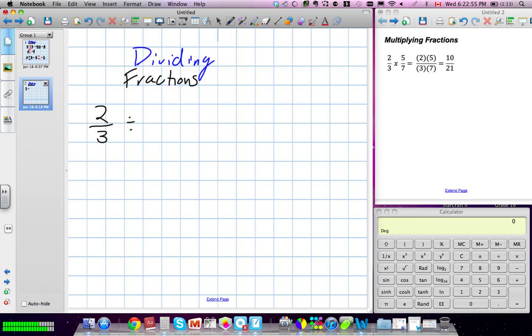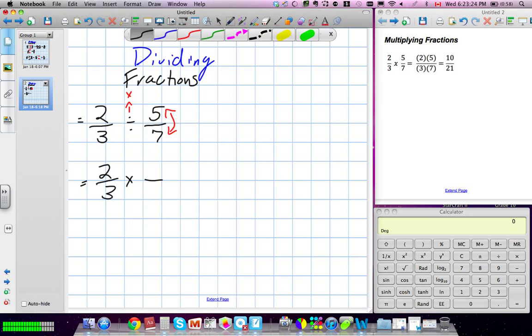Now, they teach you a trick with this. They tell you to invert and multiply. And what that means is you're going to flip this fraction, and you're going to change this to a multiplication sign, okay? So we put equals here, and then we get 2 over 3, keep that the same. This becomes multiplication, okay? And instead the 7 is on top and the 5's on the bottom. So now it's a multiplication question.